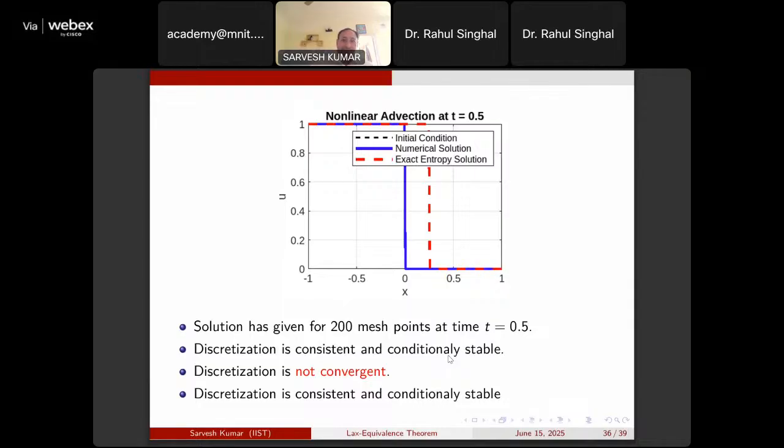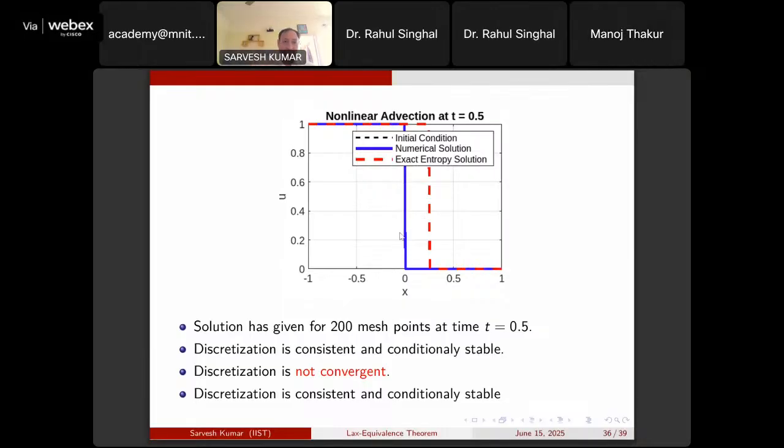Then this is my initial solution, right? The dot, and this is that. So it is not matching at all. Understand, here you see the difference, right? So it does not converge. What we have done here is we have taken 200 mesh points with a time step of 0.5, small enough, right? So this is consistent, it is stable, but it does not converge. So that means a scheme is consistent and stable, but stability will not give convergence because the problem is nonlinear.